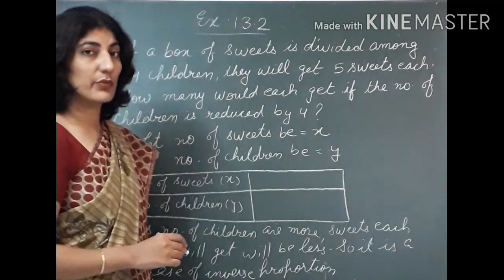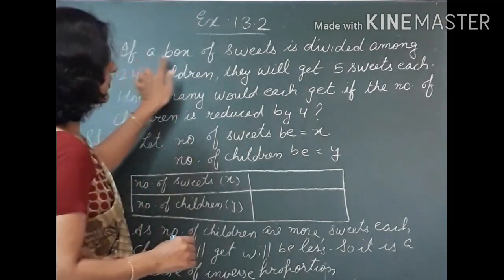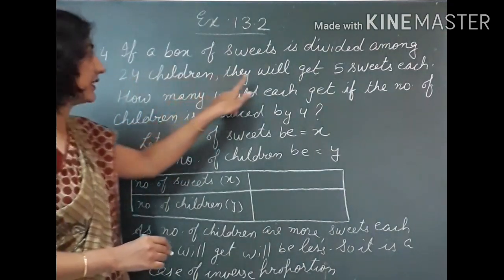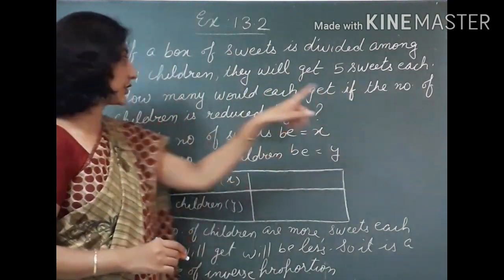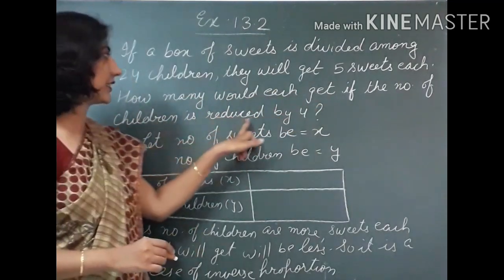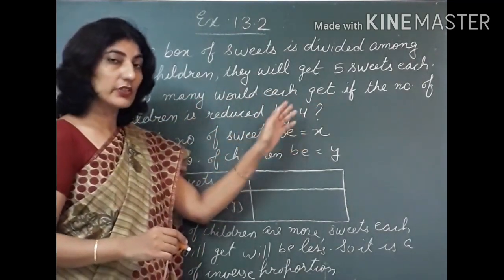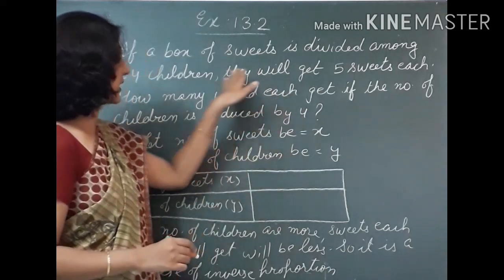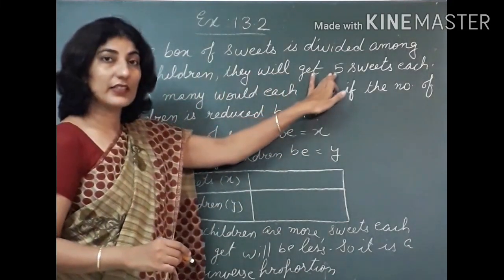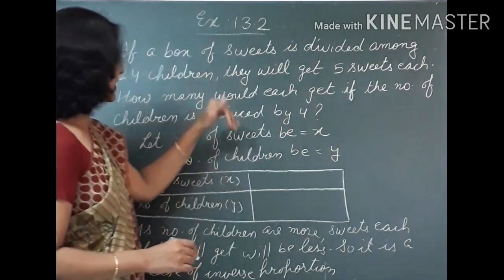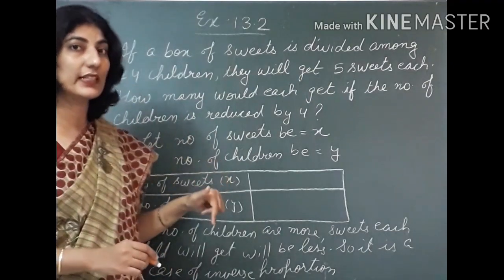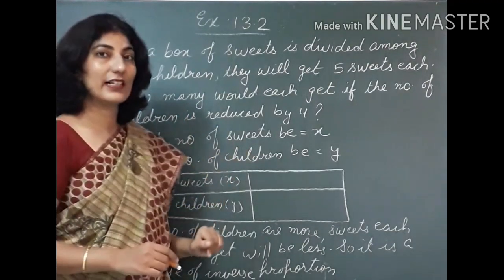Let us do question number 4. Read the question. If a box of sweets is divided among 24 children, they will get 5 sweets each. How many would each get if the number of children is reduced by 4? Now the children you are reducing by 4. When the children were 24, each child was getting 5 sweets. Now the children are reduced by 4, means from 24 it becomes 20. So how many sweets will each child get?